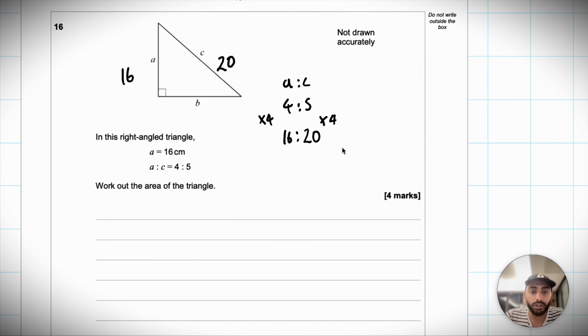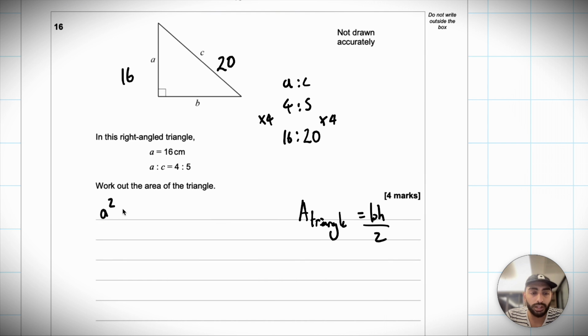Work out the area of the triangle. If we want to work out the area of a triangle, we need to multiply the base by the height and divide it by 2. Right now, we have the height, but we don't have the base. How could we find out this missing side of this right angle triangle? We've got the longest side, which is the hypotenuse, and we've got one of the shorter sides. So we're going to be using Pythagoras.